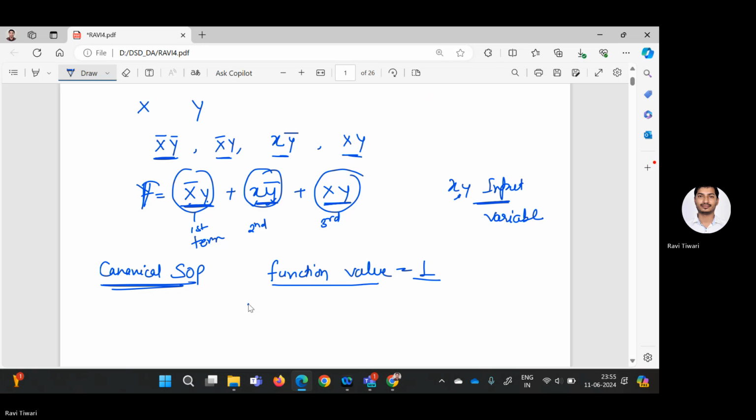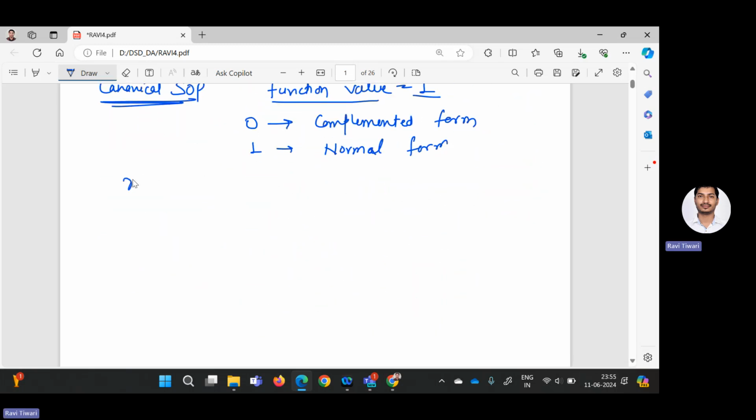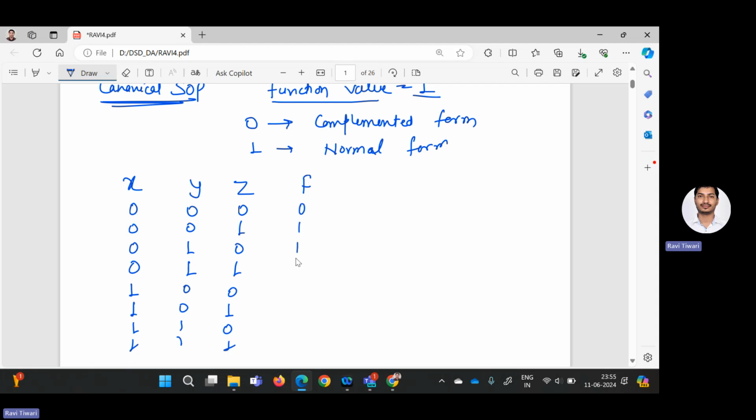Another thing, 0 is the complemented form and 1 is called the normal form. I will tell you why I'm writing like this. For example, I have a truth table with X, Y, Z. As I'm taking 3 input variables, how many possible combinations are possible? Total 8 possible combinations: 0 0 0, 0 0 1, 0 1 0, 0 1 1, 1 0 0, 1 0 1, 1 1 0, 1 1 1. For example, I have the function output written as 0, 1, 1, 0, 0, 0, 1, 0.